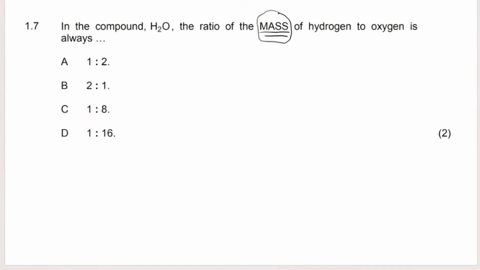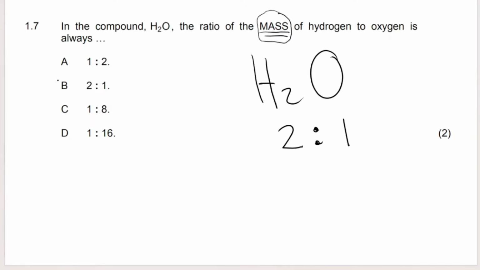Now, when people see this question, they get excited because they say H2O. Ma'am, I know hydrogens, there's 2 of them, and oxygens, there's 1 of them. So therefore, the answer must be B. Look at what the question says again. They say the ratio of the mass of hydrogen to oxygen. Now, if I look at my water molecule, H2O, we know that the mass of the hydrogen is 1 times 2. And if you say, ma'am, where did you get that from? Remember, the atomic mass number of hydrogen is 1. We multiplied by 2 because there's 2 of them. So the mass of hydrogen is 2.